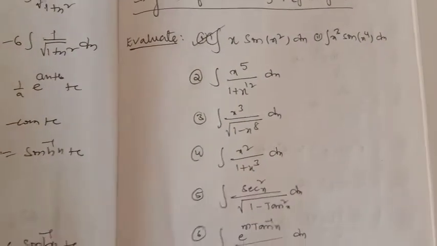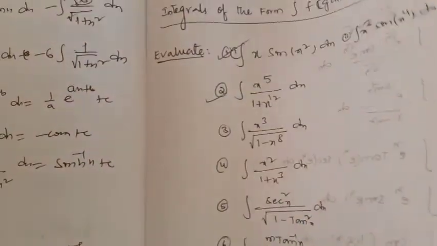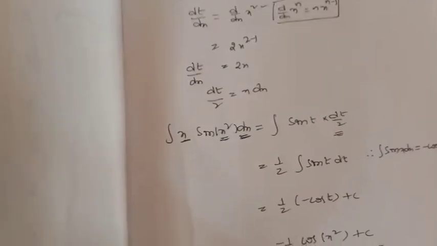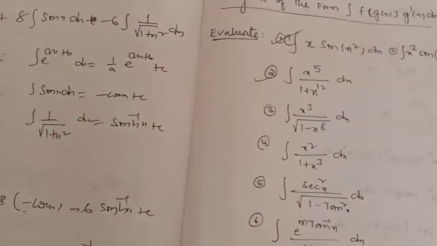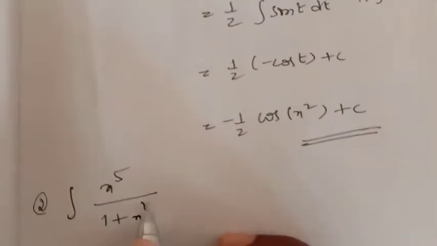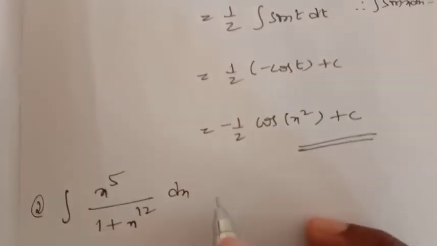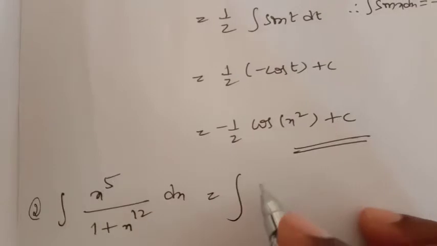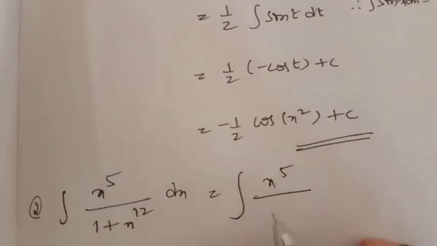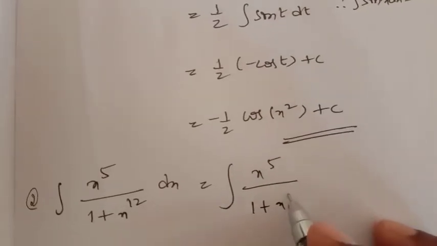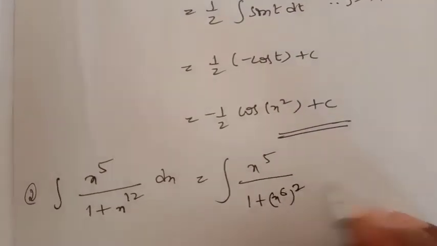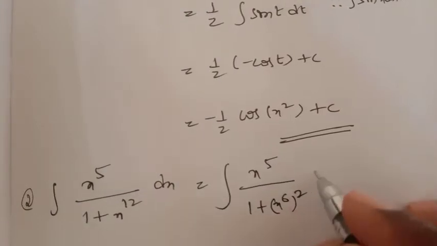And let us take next problem. Second problem, x to the power of 5 by 1 plus x to the power of 12 into dx. Here the problem can be written as x to the power of 5 by 1 plus x to the power of 6 whole square into dx.